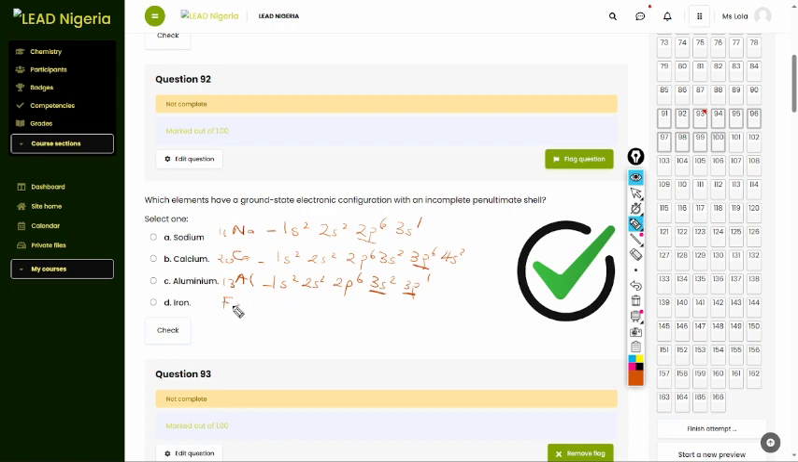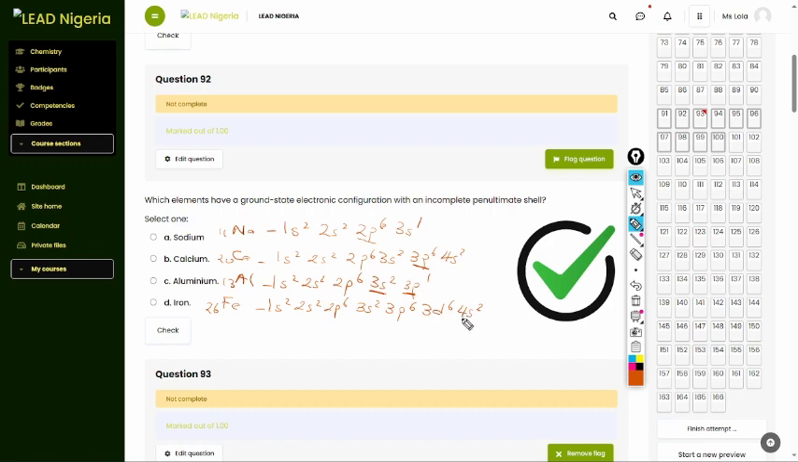Now for iron, number 26, so 1s2, 2s2, 2p6, 3s2, 3p6, 3d6, 4s2. For the sake of this question, I've put 3d before 4s, but 4s has a lower energy than the 3d orbital. But when they lose electrons to form ions, they lose electrons from the 4s orbital before the 3d. So technically the 4s orbital would represent the valence orbital, while the 3d will represent the penultimate orbital.